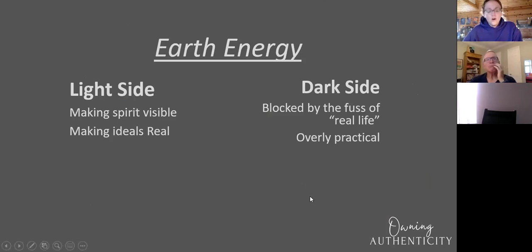Like all energies, this is not to shine an unfair dark light on earth energy. Every single element has its high expression and its low expression. In its highest form, earth energy is how we make spirit visible. It's how you take a creative vision from your mind and your imagination and your thoughts, and you turn it into something that exists in the physical that other people can witness, touch, smell, and taste. It's making your spirit have real form.